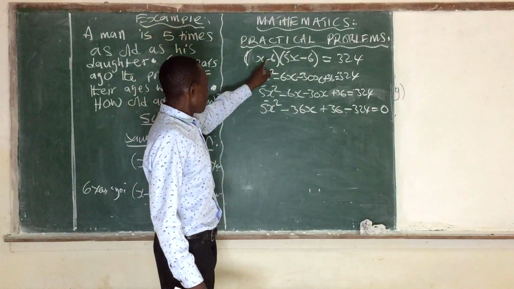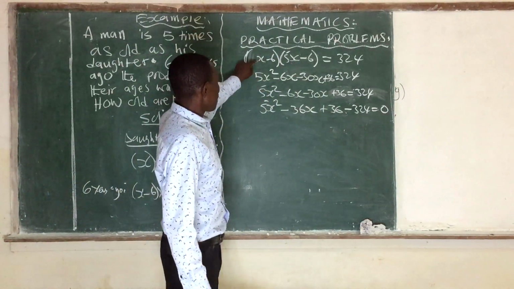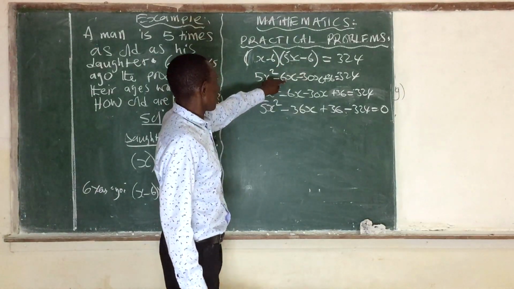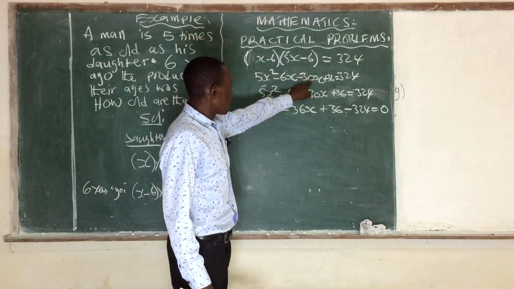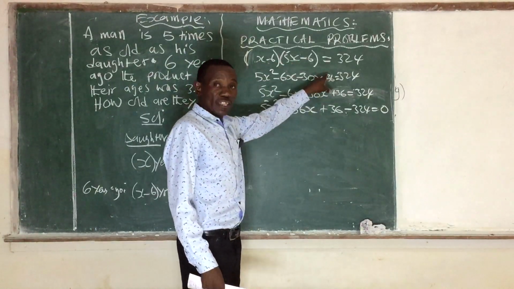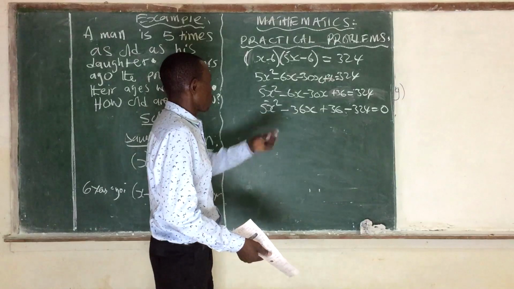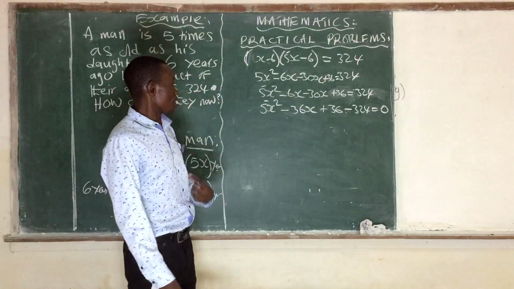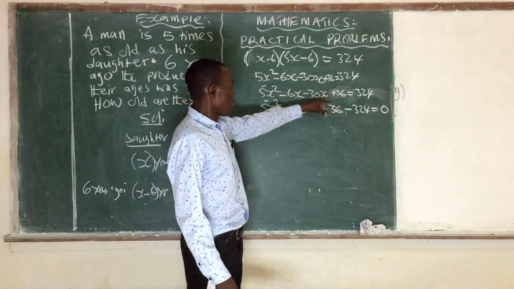Right, see? This multiplied by this gives you this. This multiplied by that one gives you this. And this multiplied by this one gives you negative 30x. And this multiplied by this one gives you positive 36. So that 36, we cannot leave it out. It's a constant that should be within the equation itself. So 36 must always be there.